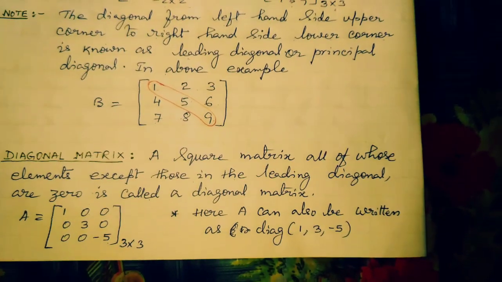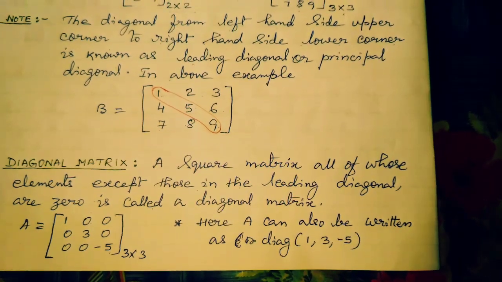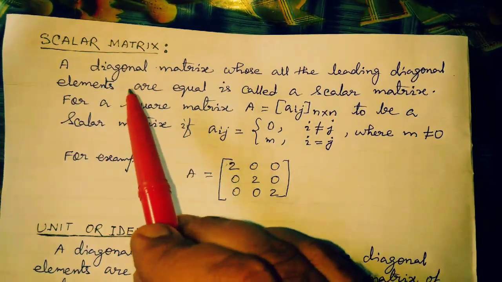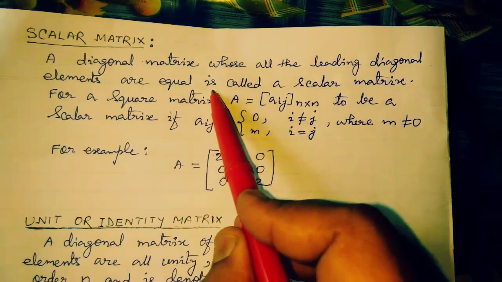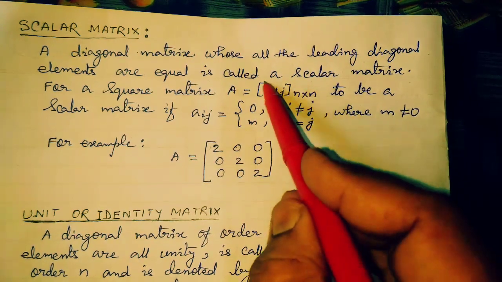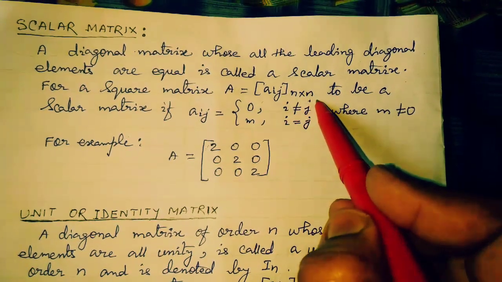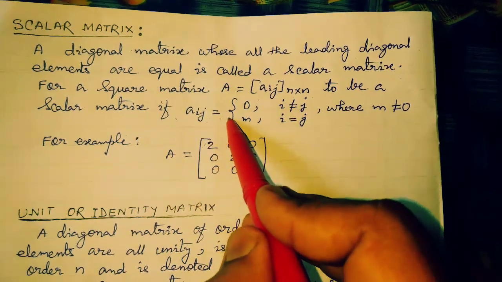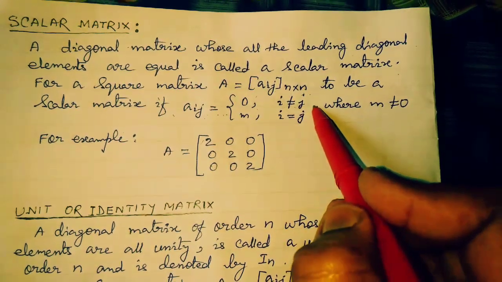And here A can also be written as a diagonal of 1, 3 and 5. Now we'll talk about the scalar matrix. A diagonal matrix whose leading diagonal elements are all equal is called a scalar matrix. For a square matrix A, which is n into n, meaning rows and columns are equal, to be a scalar matrix, Aij is equal to 0 when i is not equal to j.